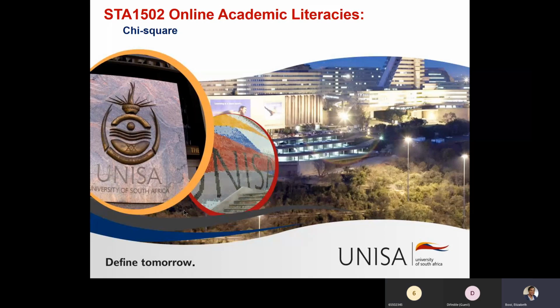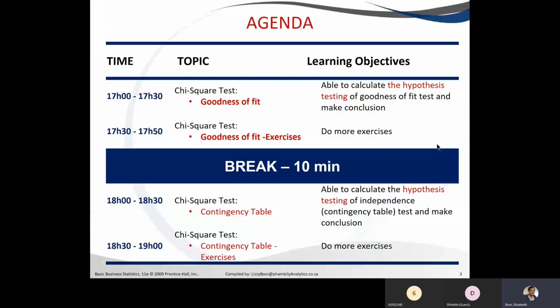So today we're going to be doing chi-square distribution. We're going to split the session into two. The first half of the session, we're going to look at the goodness of fit test, and then we'll have a break, and then in the second session, we will look at the contingency table, which is chi-square for independence.